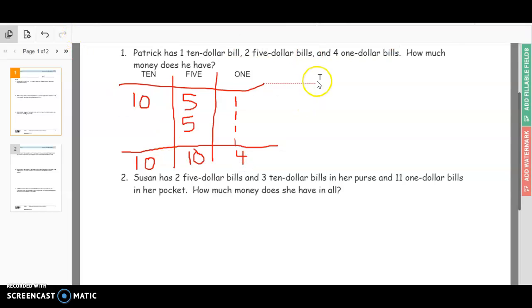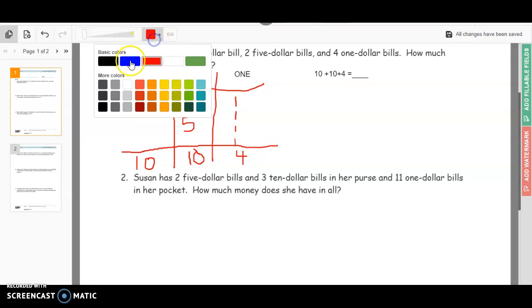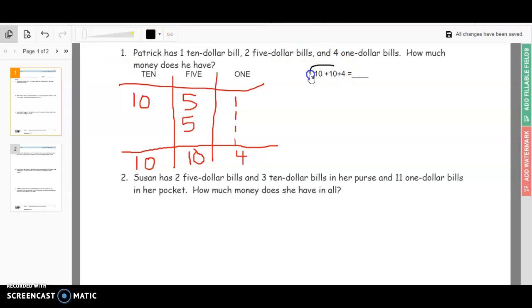Now we're going to take all those numbers and we're going to add them all together. So I have 10 plus 10 plus 4 equals, and then there's going to be our answer. I know that 10 plus 10 equals 20. I'm going to show that because I want you guys to be able to see. 10 plus 10 is 20. And 20 plus 4 is 24.